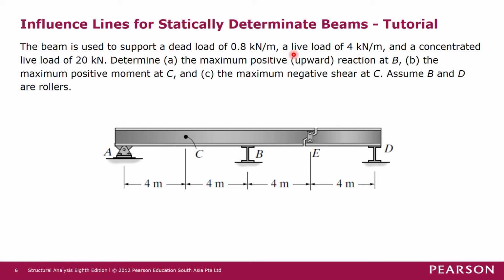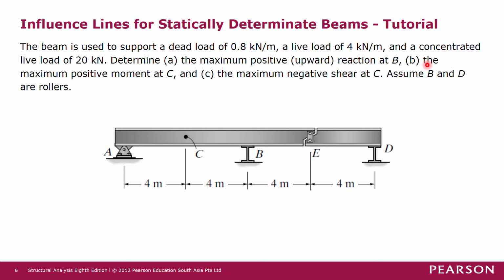And then we have another live load of 4 kilonewton per meter length and a live load of 20 kilonewton point load. Live loads will be moving loads. The dead load is a static load that is applied across the whole member, and then live load can move. So we have a live load of 4 kilonewton per meter length and a point load of 20 kilonewton. So the first question is to determine the maximum positive reaction at B.